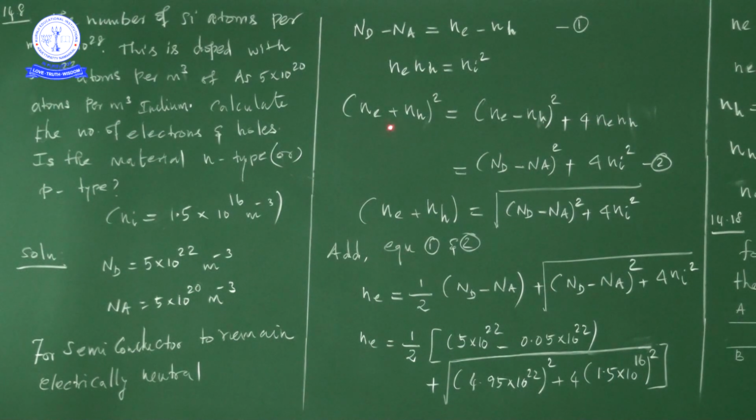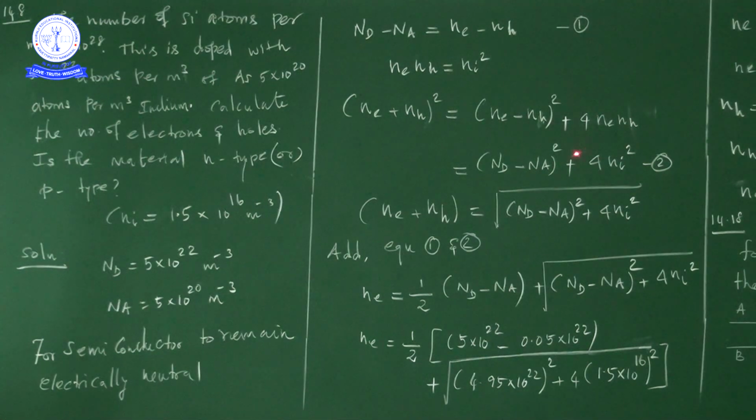Why is that, sir? Suppose here we have two terms, Ne and Nh, and we need to find one of these two terms. Suppose this is a and b. If we want to know the value of a and b, we can use this formula. So instead of a you can replace Ne, instead of b you can replace Nh. Then a plus b the whole square means Ne plus Nh the whole square is equal to a minus b the whole square, Ne minus Nh the whole square, plus 4ab, which is 4 into Ne Nh.